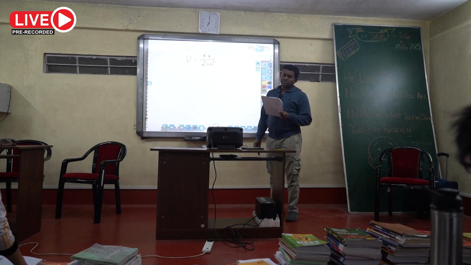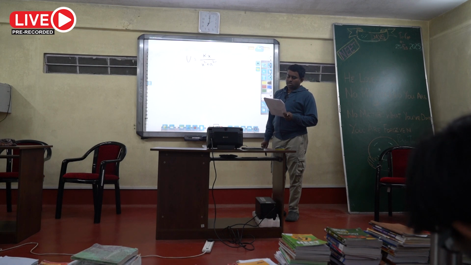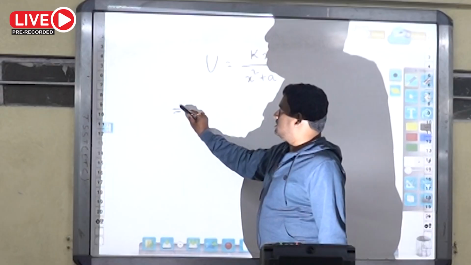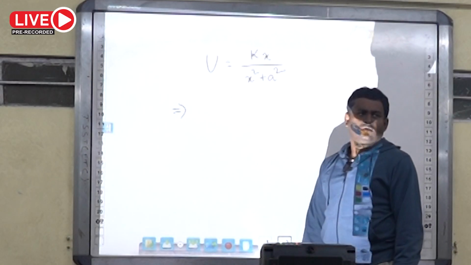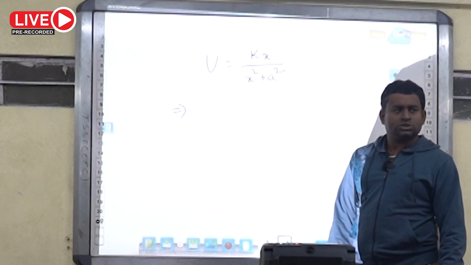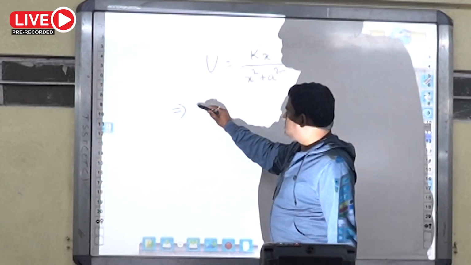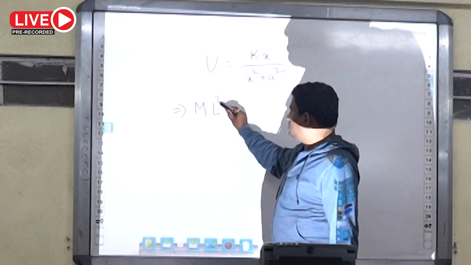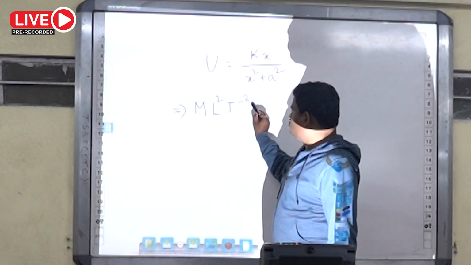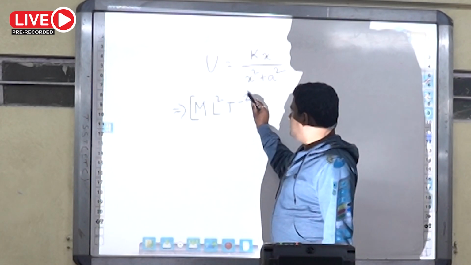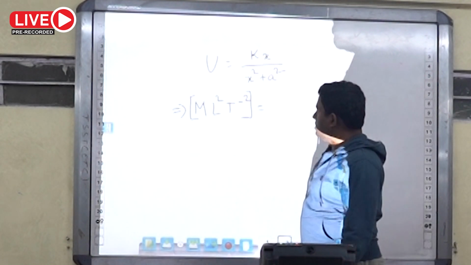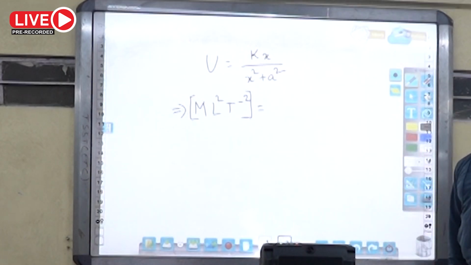In this equation, what will be the units of k? U means potential energy, and energy is equivalent to work done, so force into displacement. So we can write its unit as M L square T to the power minus 2. I will find the dimension from this unit, and later from the dimension you can find the proper unit.